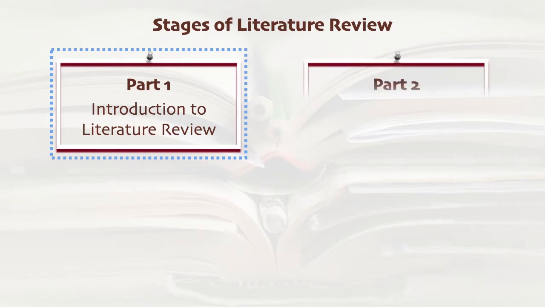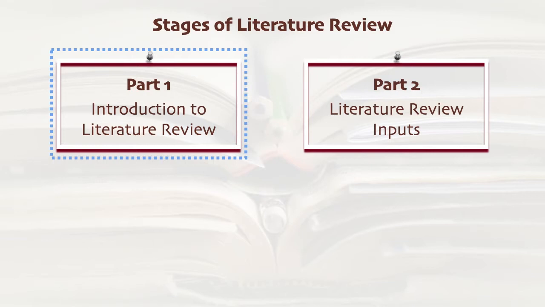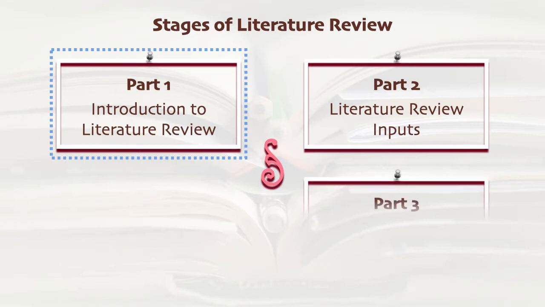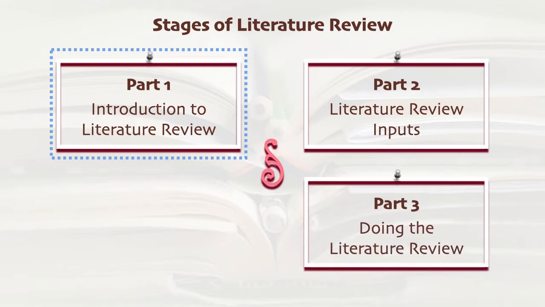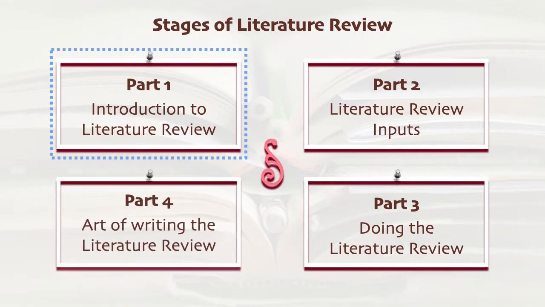Part 2 addresses the literature review outputs, which cover ways to find relevant literature, qualifying the literature, how to read research articles, and how to deal with too few or too many sources. Part 3 presents the process for analyzing, synthesizing, and evaluating the literature. And the final part addresses the output process of reviewing the literature, with focus on the art of writing an effective literature review.